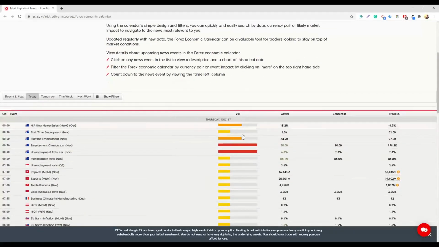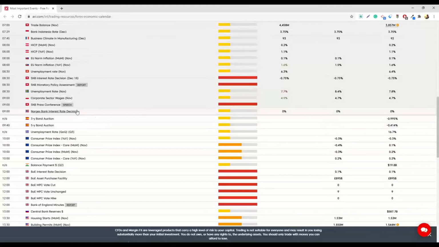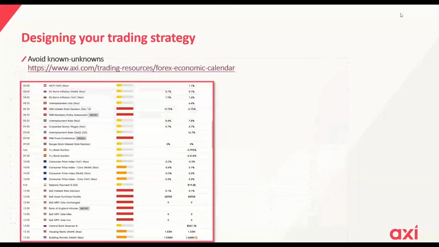And I would look at the high impact news events. It's nice that the events that have passed are grayed out, and the upcoming events are in white. What I want to avoid are what I call the known unknowns. Known unknowns are basically these high impact news events. I know that it's going to come. I know that it is approaching in a couple of hours, the BOE interest rate decision, but I do not know the outcome. I don't know how the markets will react to this. These are what I call known unknowns.